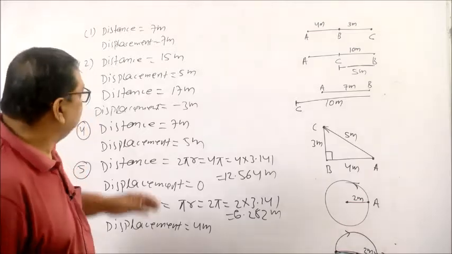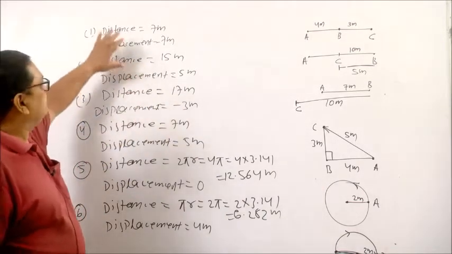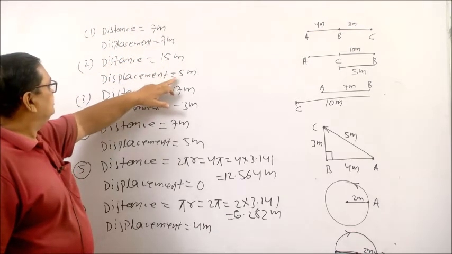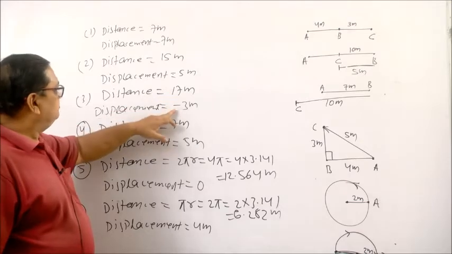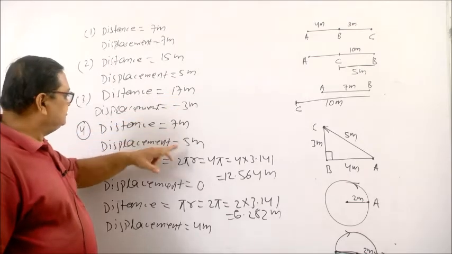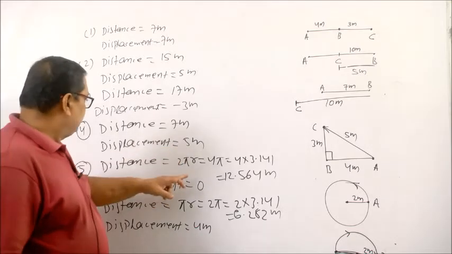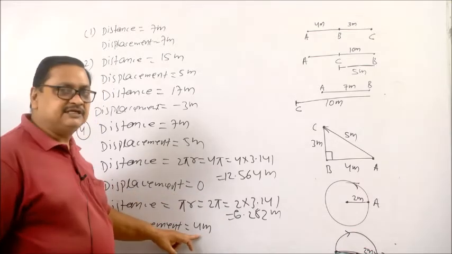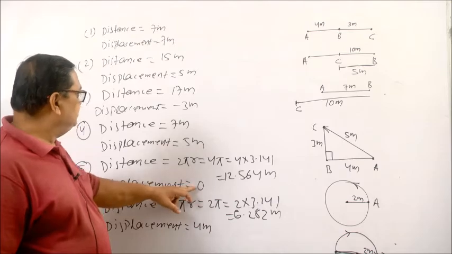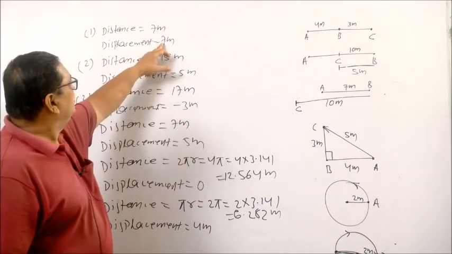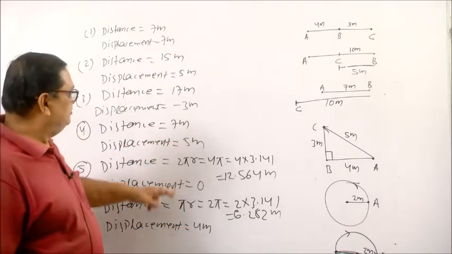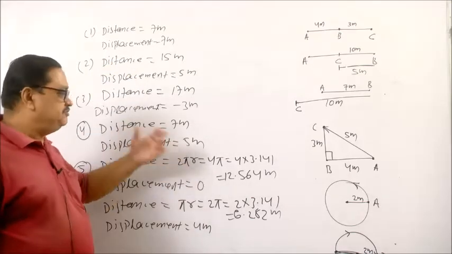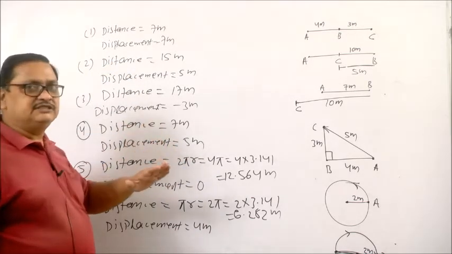So from these examples, you find one thing. Here distance is positive, displacement is positive. Here distance is positive, displacement is positive. Here distance is positive, but displacement is negative. Here distance positive, displacement positive. Here distance is positive, but displacement is 0. Here distance is positive, displacement is positive. That means displacement may be 0, negative and positive, but distance is always positive. This is the basic difference between distance and displacement.